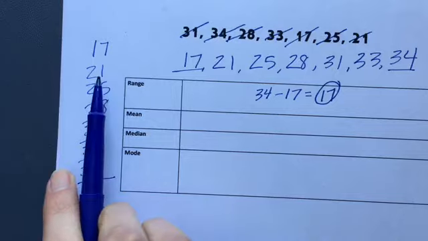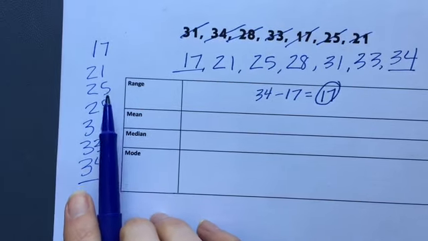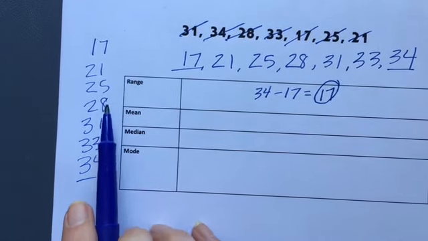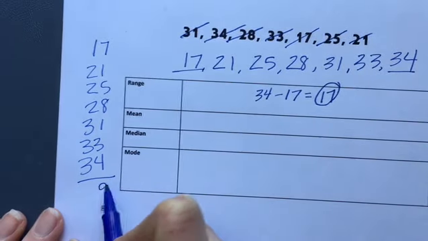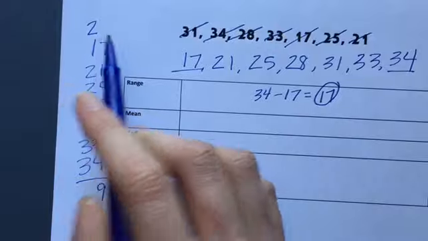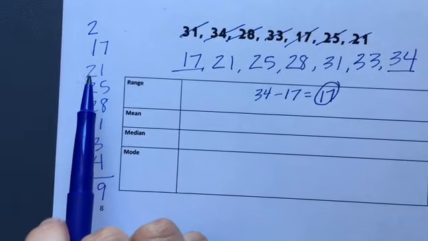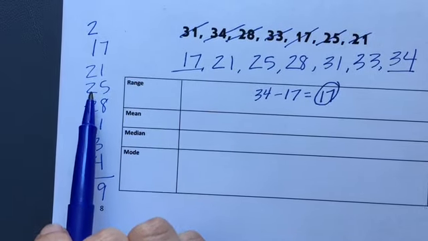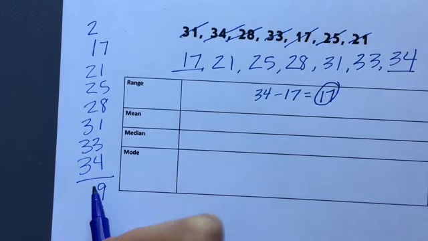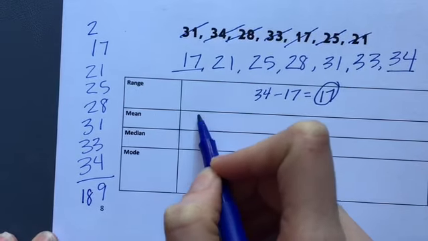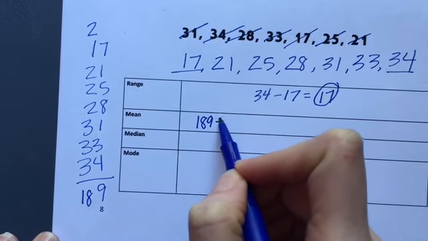And 7 and 1 give me 8. 8 and 5 give me 13. 13 and 8 give me 21, 22, 25, 29. 2 and 1 give me 3. I get 5, 7, 9. 9 and 3 give me 12, 15, 18. So I get 189. And we divide by the quantity of scores.